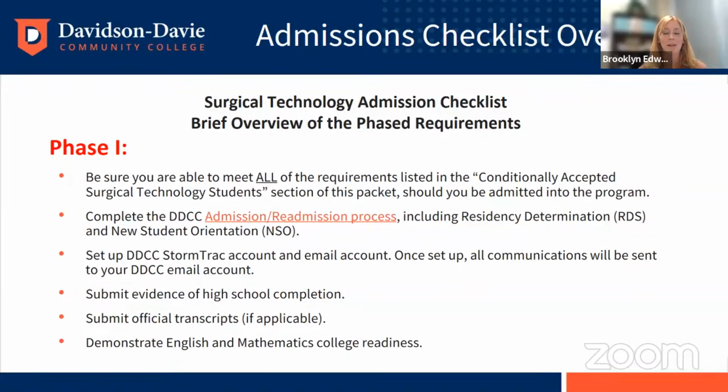So the packet is very extensive for a reason, because we just have a lot of information that we want to share with you and make sure you are fully in the loop of what's going on with how to apply, how we do the ranking process to see if you're in the program or not, and what happens after that. So definitely make sure you read over the packet. Make sure you read over the conditionally accepted section of the packet, because that tells you what happens next once you're admitted.